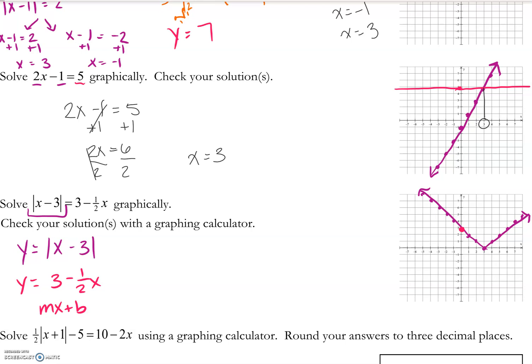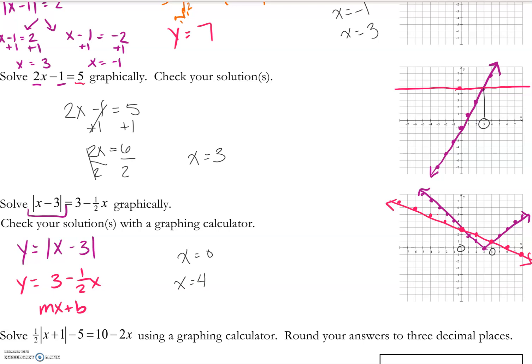So I'm going to start up at 3 on the y-axis, and I'm going to go down 1, right 2. Down 1, right 2. Down 1, right 2. And I'm going to keep going. You can also go up 1, left 2. Connect my points. And I see that I intersect 2 different times. I intersect at the x value of 4, and I intersect at the x value of 0.